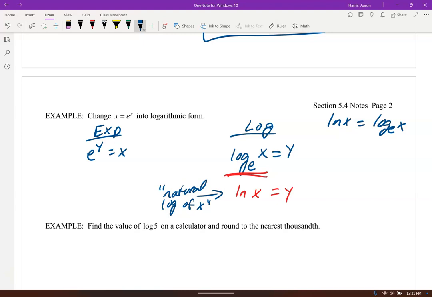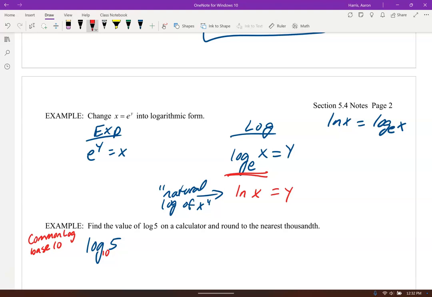And there's also a button on your scientific calculators for the natural logarithm, so just know that that's base e. So we can do logarithms on our calculator. This is another example, log of 5. Now notice there's no base here. If there's no base listed, it's base 10. So that's called the common logarithm. Common log is base 10.